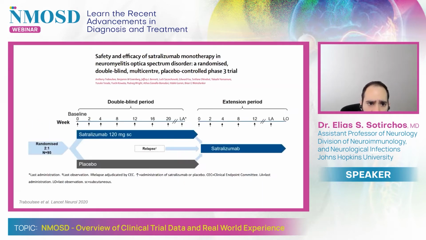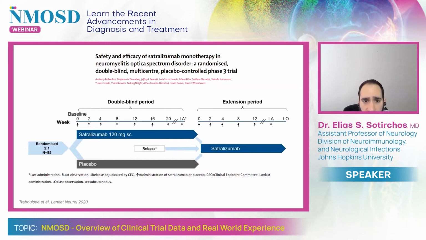There was an additional trial of satralizumab. This one involved satralizumab monotherapy. The prior slide that I just showed allowed the use of background immunosuppressants such as mycophenolate or other steroid-sparing immunosuppressants, as well as oral corticosteroids. In this trial, patients were similarly randomized to satralizumab or placebo, in a 2-to-1 ratio.